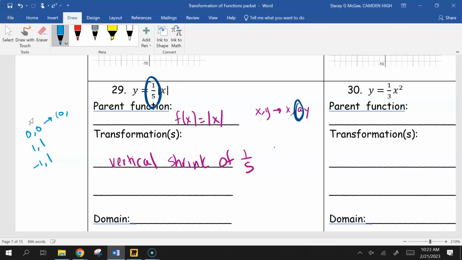0 times 1/5, 0. Keep X the same. Multiply the Y by 1/5. 1 times 1/5, 1/5. Keep X the same. Multiply the Y by 1/5.